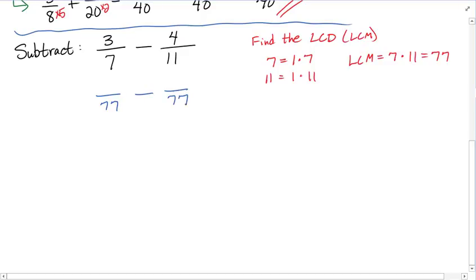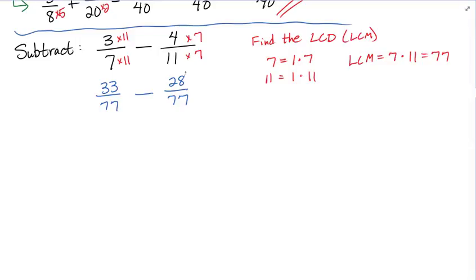So how do I do that? Well, I'm going to need to multiply the first one by 11 and 11. That gives me 33 over 77. And then I'm going to need to multiply the second one also by 7 and 7. And that gives me 28 over 77. And those are the same fractions.